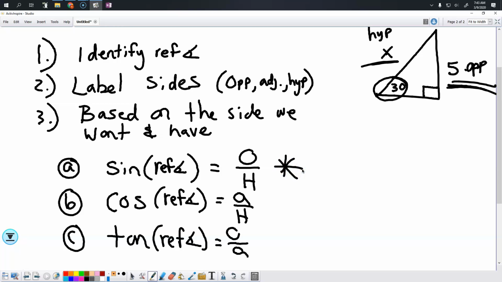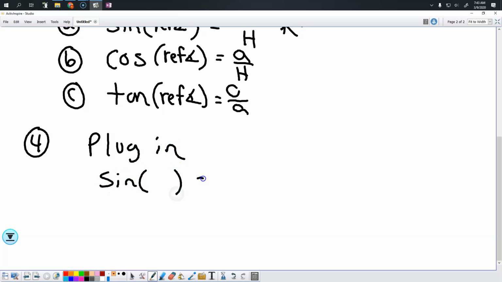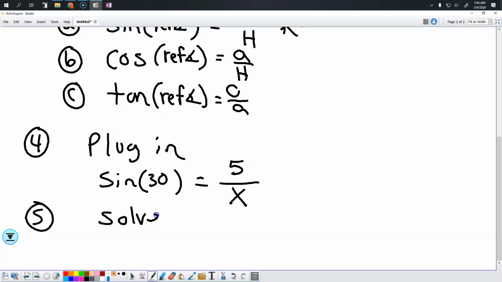Okay? So after you have identified which trig ratio you're going to use, you're going to plug in stuff. Okay, so for instance, we know we're using this. You're going to have 3 blanks to fill in. Your reference angle goes here. What was my reference angle? 30. And opposite was 5, and then x went here, right? Now the 5th thing you're going to do is you're going to solve. And at that point you should be able to find that side of the triangle. Okay?